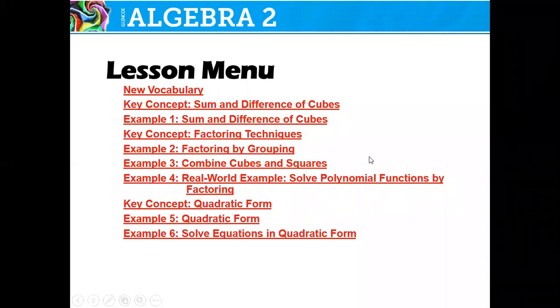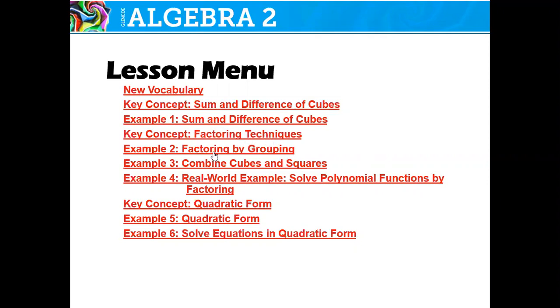Good morning. Today we'll be talking about lesson 5.2, solving polynomial equations algebraically. We'll be discussing different techniques of solving equations. We'll talk about sum and difference of cubes. That's a new topic that will be discussed. We'll talk about how to factor different polynomials using different techniques.